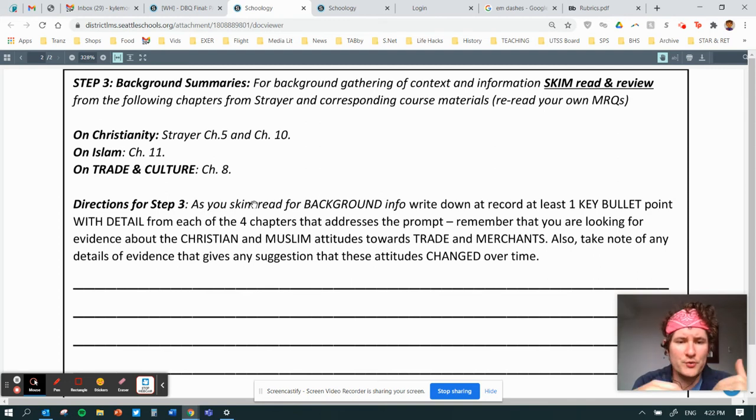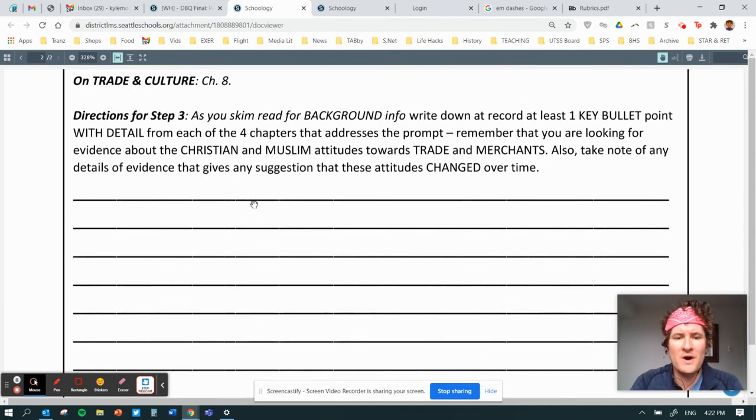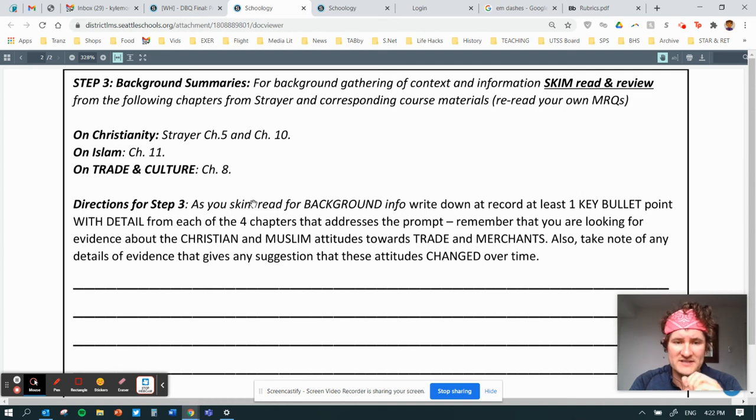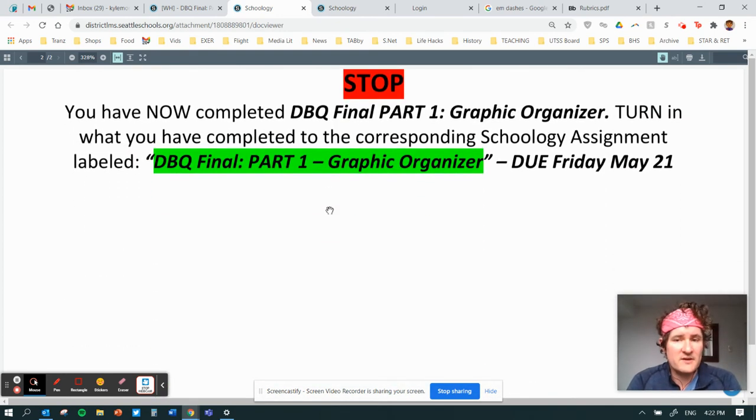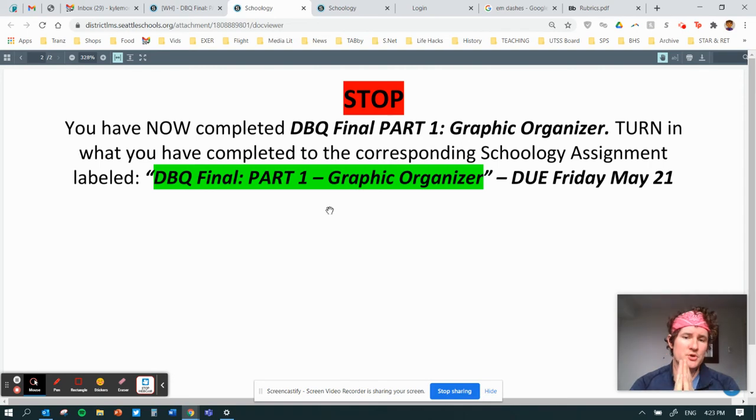Your goal as you go through those chapters, honors students, you will write down one key bullet point from each of the 4 chapters that addresses this prompt. Remember that you're looking for evidence about Christians and Muslims' attitudes towards trade and merchants, and also noting any details of evidence that gives a suggestion about how or why these attitudes might have changed. On-level students, you are required, since you have more choices on what evidence you draw from, you will pick 3 of any of those chapters to draw from. And that's it. That is all you are required to do during week 1.